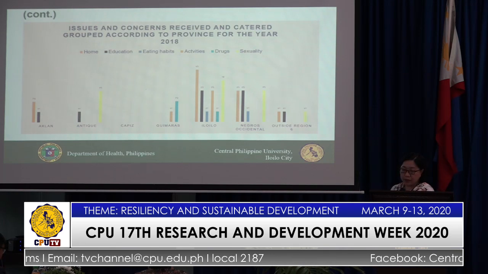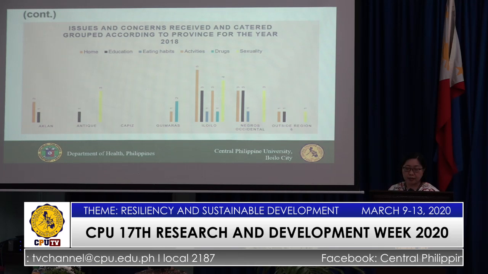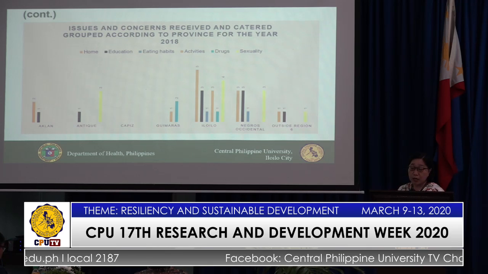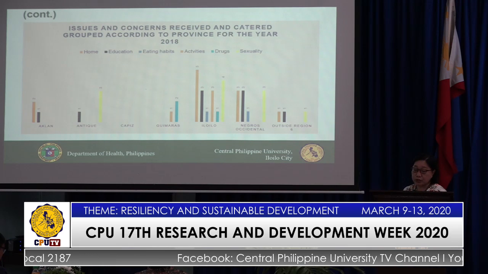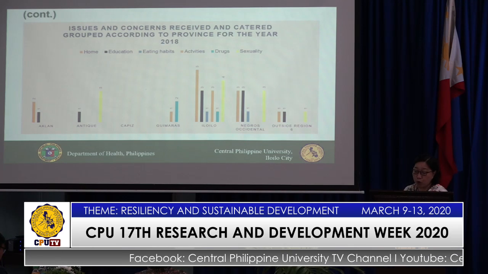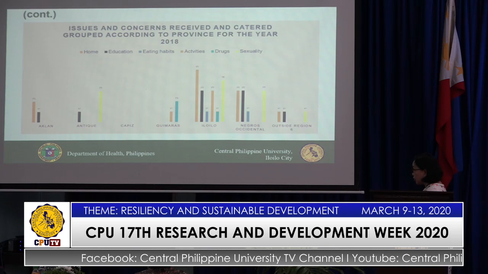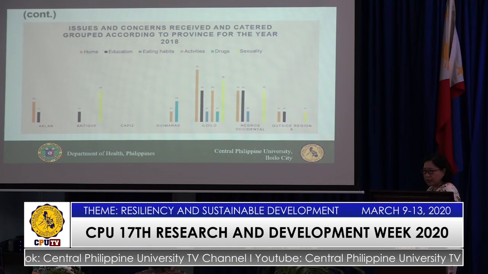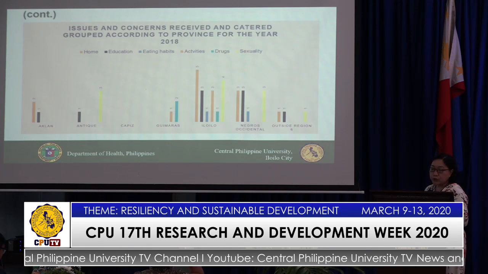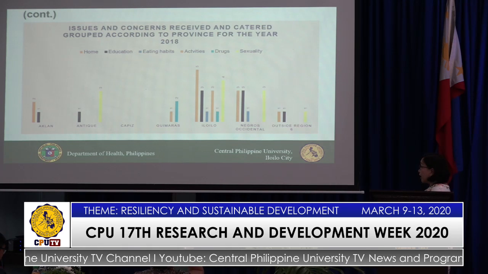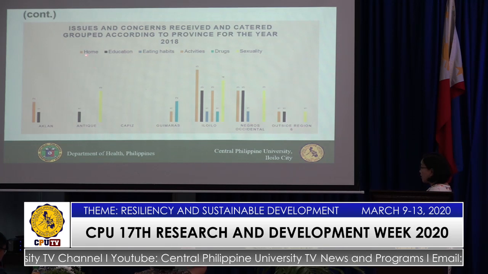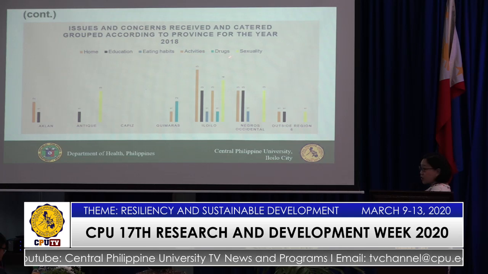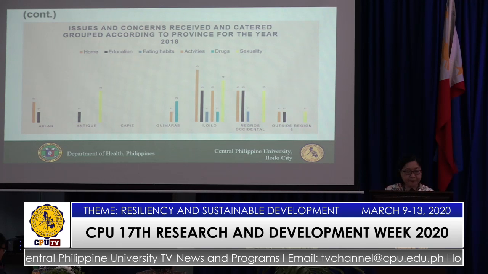Okay, we have separate data for 2018. In terms of issues and concerns raised in 2018, most of the issues and concerns were on home, sexuality, and education. We separated 2018 because from 2018, DOH used a tool that had the following categories, which they called HEADS: home, education, eating habits, activities, drugs, and sexuality.